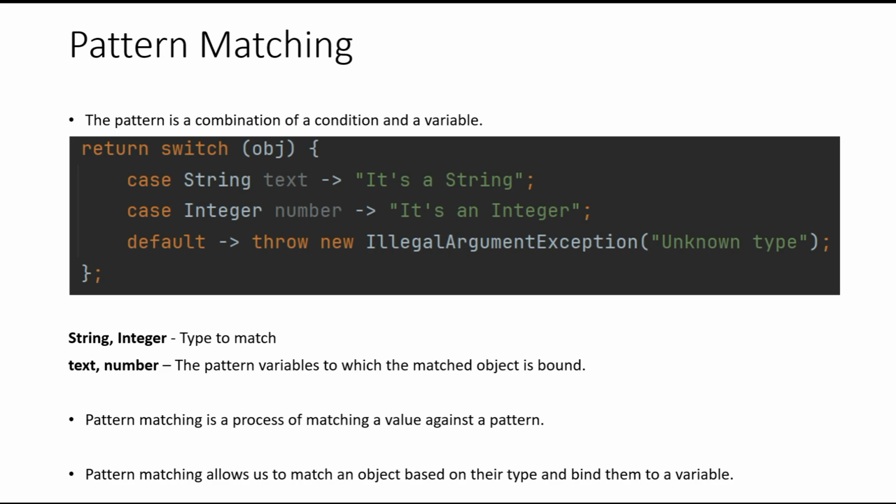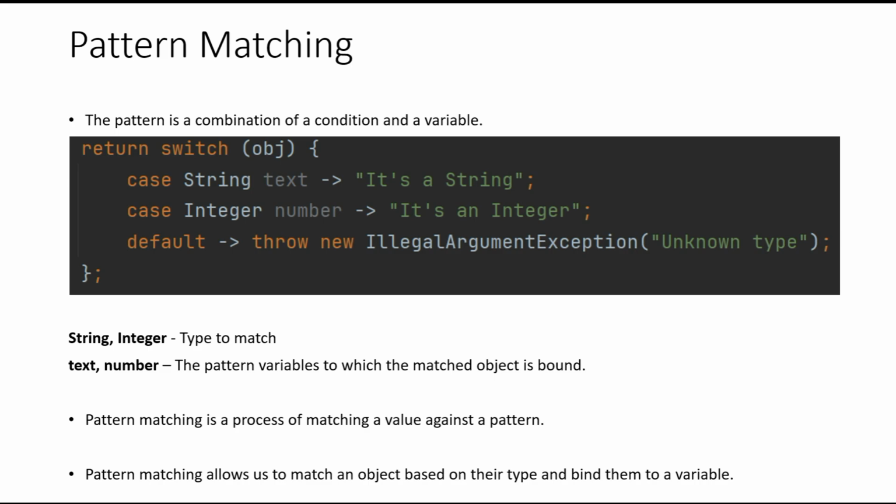If selector expression obj is an instance of Integer, then the second case block will be executed and the value of obj will be assigned to pattern variable number. If obj is neither String nor Integer, an exception will be thrown. The process of matching an object against a pattern is called pattern matching. In this switch expression, we are matching object obj against pattern String text and Integer number.